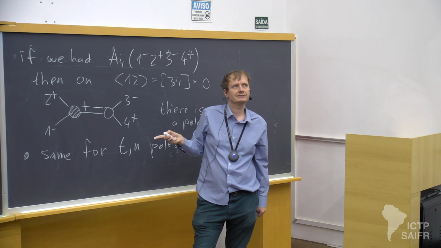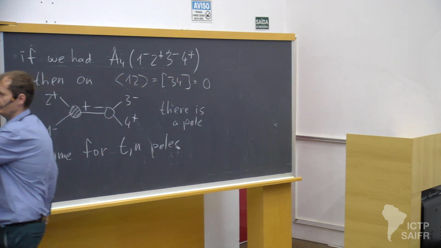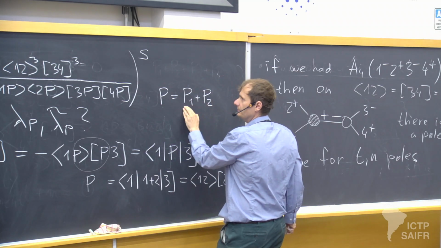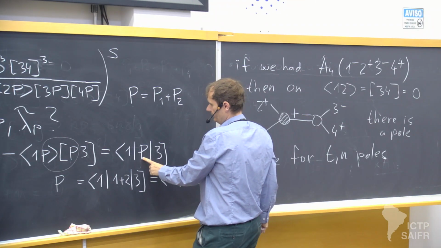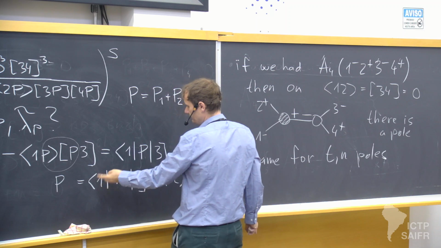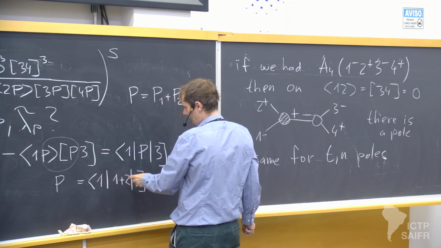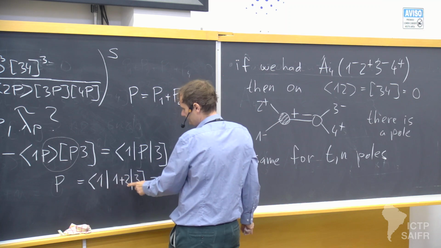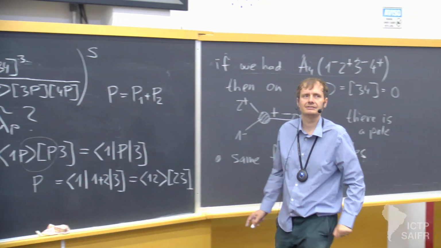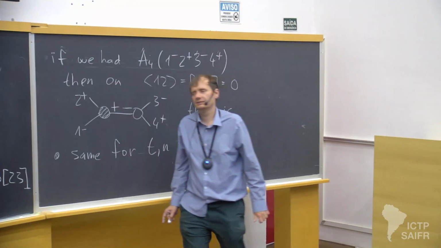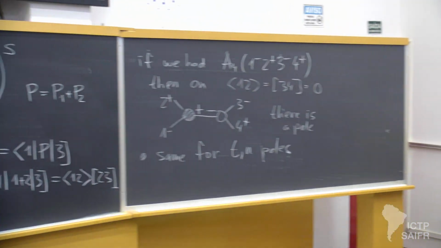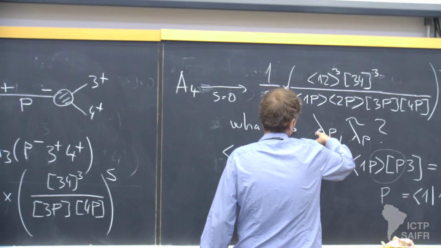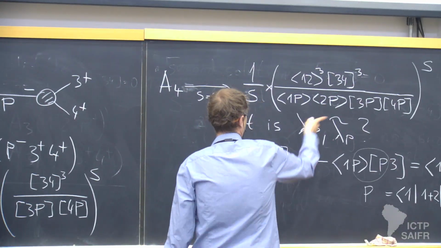Does that make sense? So we combine that into p. The p is equal to p1 plus p2. We plug it here. We basically rewrote this as ⟨11⟩[13], but ⟨11⟩ is 0, the angle bracket, plus ⟨12⟩[23]. That one stays non-zero. It's just a small kind of trick. Otherwise, we can just solve for lambda p and lambda p tilde from that picture and plug it here.